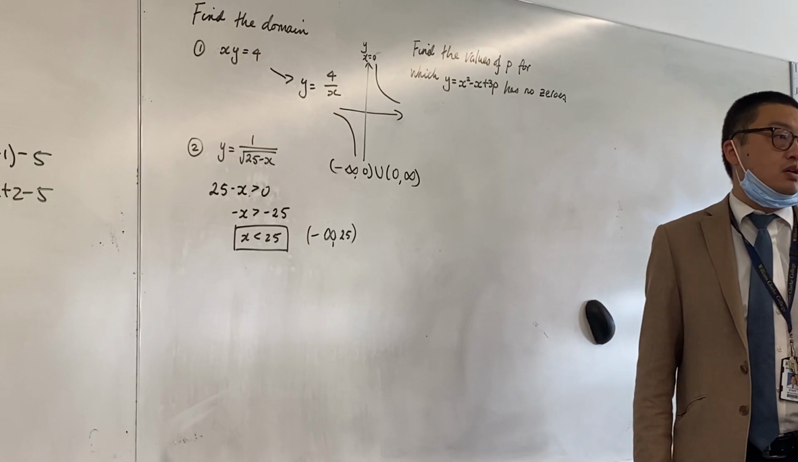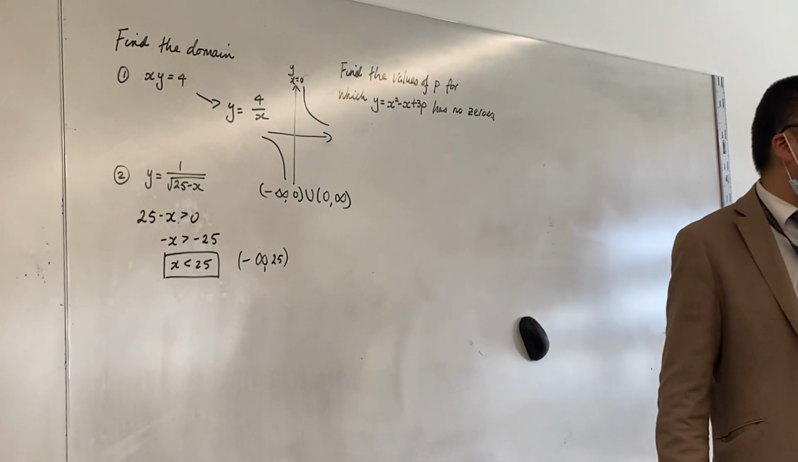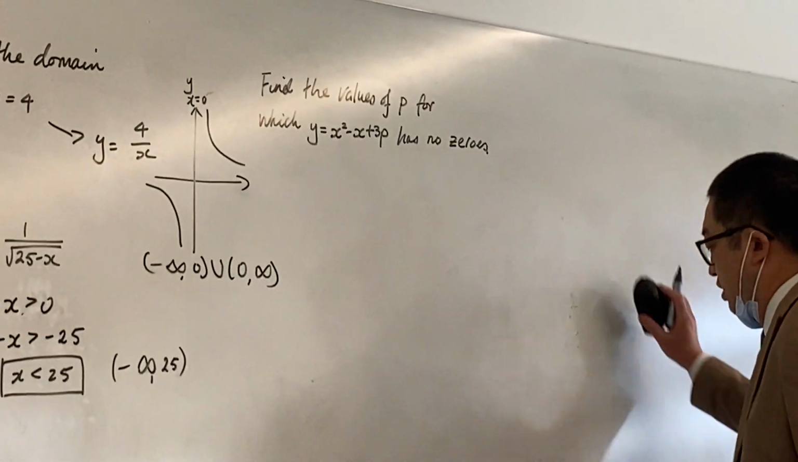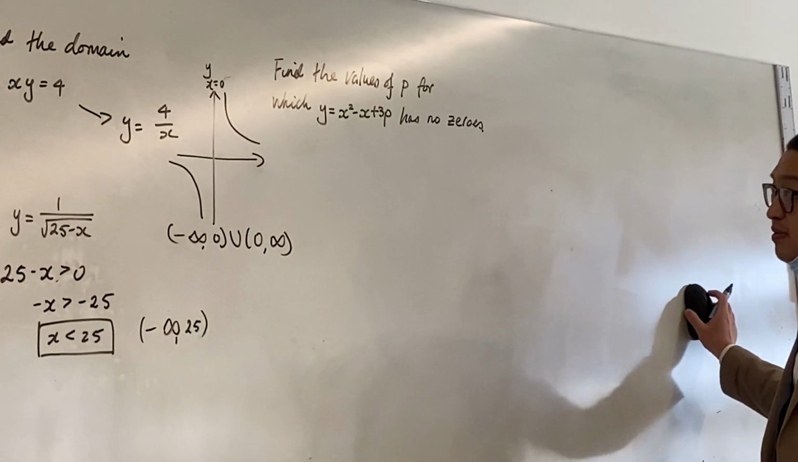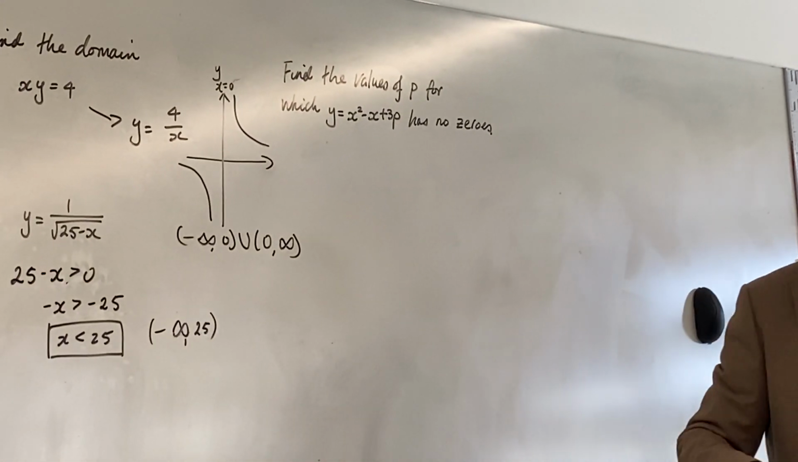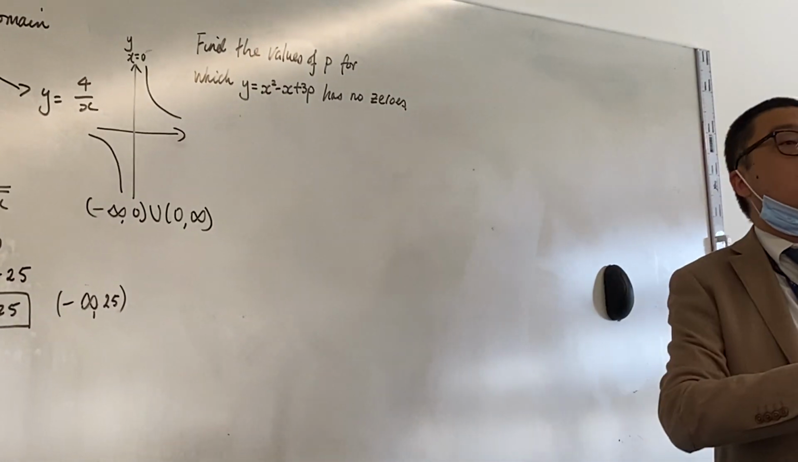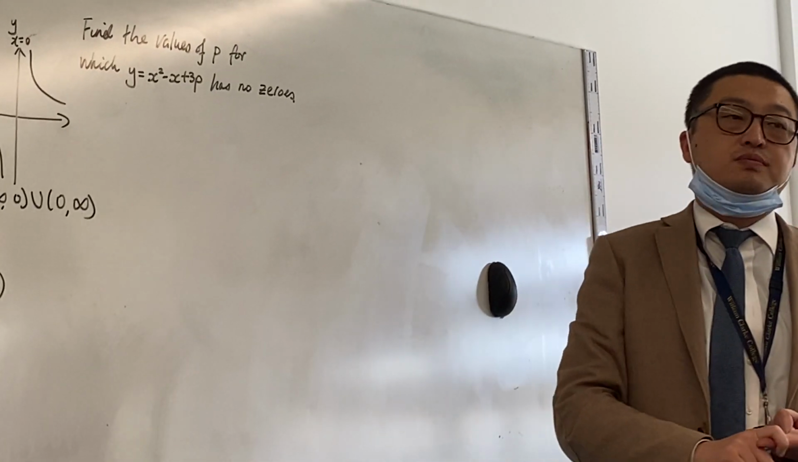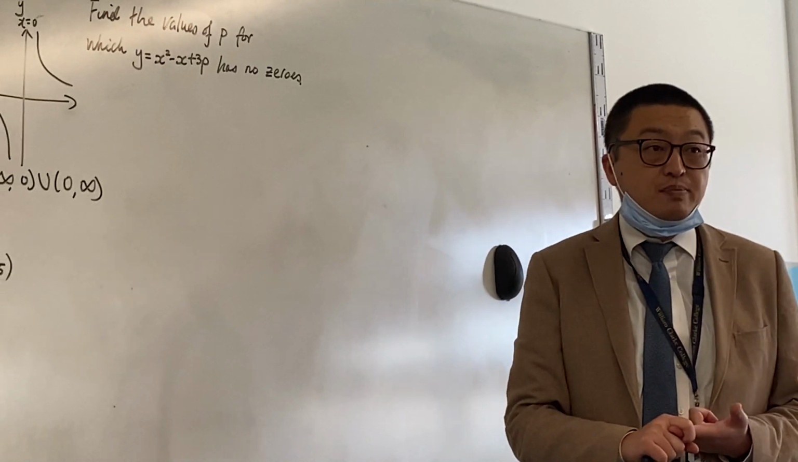All right, one more question to go, and the rest is your study time. This sort of question you also see many, many times, almost in every past paper. Find the values of k for which the quadratic equation has 2 distinct zeros, no zeros, that sort of thing. Zeros basically means x-intercept.